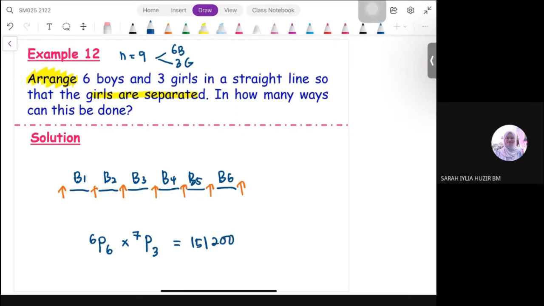Okay, simple kan? So kalau dah faham case, okay, nampak separated je, ingat cara ni. Mula dulu susun yang tak ada syarat. Because boy tak kisah, saya susun dulu boy 6P6. And then kira ada berapa space in between the boys. Ada 7 space. But then we only want to arrange 3 of the girls. So 7P3. Okay. Itu teknik dia lah untuk case separated. It's valid for all condition. Tak semestinya orang. Kalau nak guna untuk susun nombor boleh. Nak guna untuk susun huruf pun boleh. Sama je cara dia.